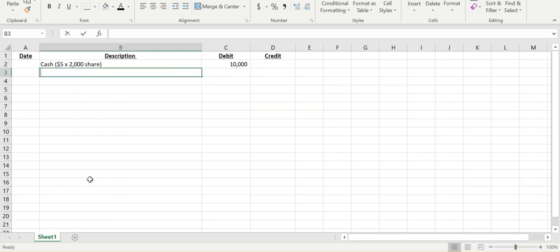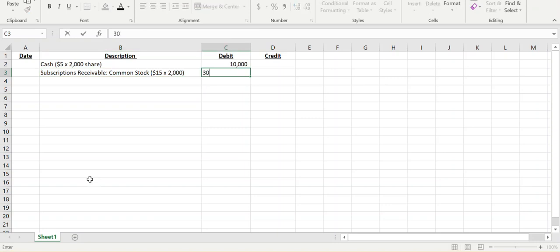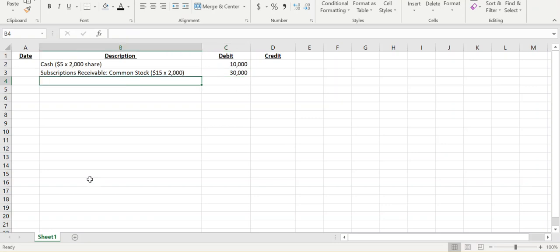We also have a receivable. We have a subscription receivable for that common stock. Again, we're waiting to receive that other $15 per share, and there are 2,000 shares that we're going to be getting. So in the future, we're going to be receiving $30,000 more for these subscription contracts that we have.